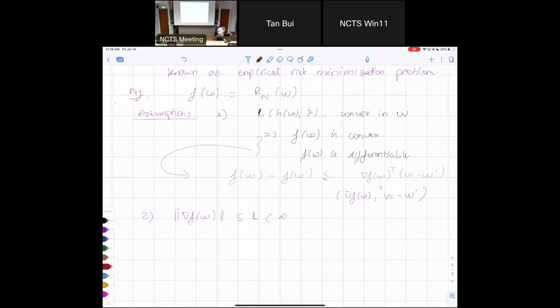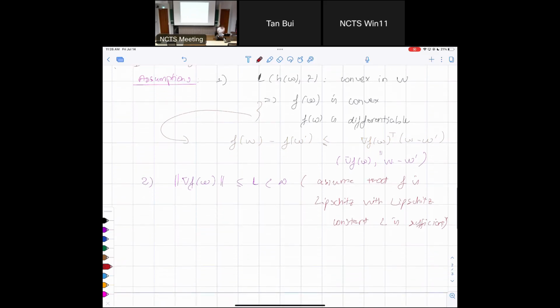In fact, assuming that f is Lipschitz with Lipschitz constant L is sufficient. But we make it a little bit easier: we assume that the gradient of f, not only is the function differentiable, but it also has a bounded gradient. Okay, then we are in a position to state our gradient descent.